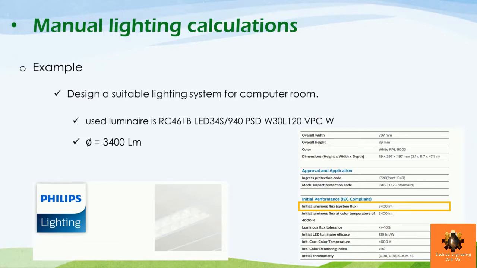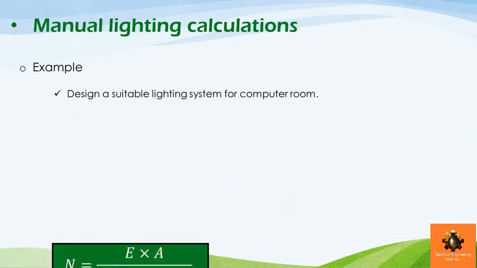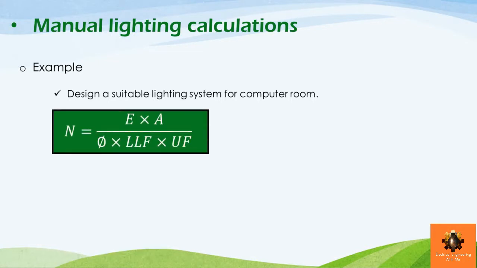So in that way we have detected all the required data to calculate the number of luminaires. Here we detected the lux, the illumination, the LLF, and finally UF. And we are ready now to calculate the total number of luminaires required. Now we can substitute in the final equation to find N.